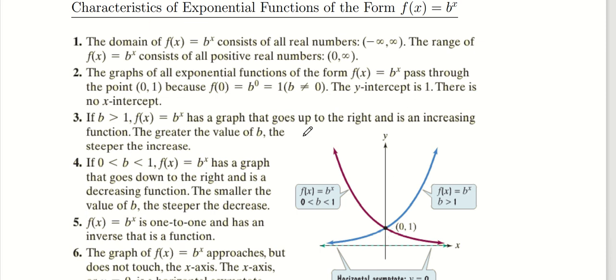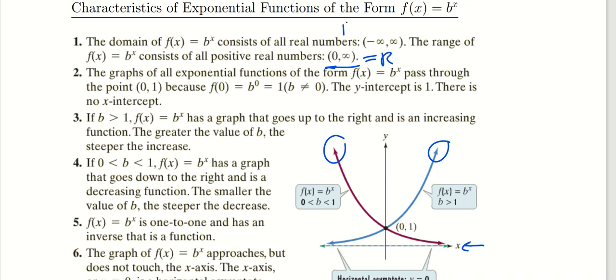The range is going to be the set from 0 to infinity. Again, 0 is a horizontal asymptote, so these graphs will never make it all the way down to 0. So 0 is not included, but it will get as close as you like. And either one of them on one end will approach positive infinity. So we get a range that is 0 to infinity. The domain of these graphs is from negative infinity to positive infinity.